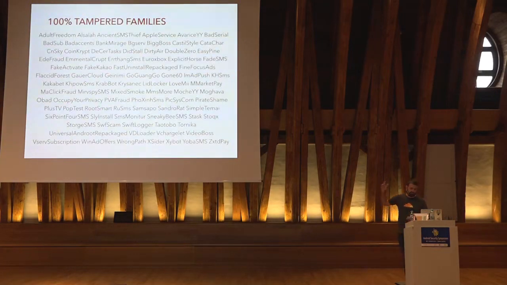These are families that we had named at Lookout, and I don't expect any of you to actually be able to read them. Some of the interesting ones: there was Sandro Rat, which was basically someone who had taken Andro Rat, an open source RAT, and they only inject into it, even though they have the source code. They compiled the binary, then wrote something around it to decompile it, inject some stuff into it, and recompile it, as opposed to just compiling the source.